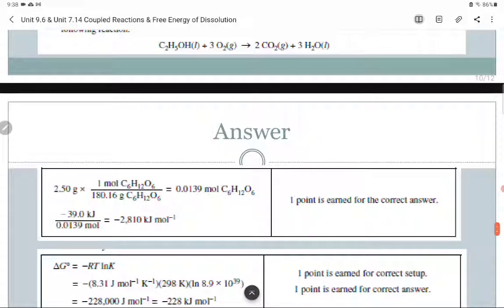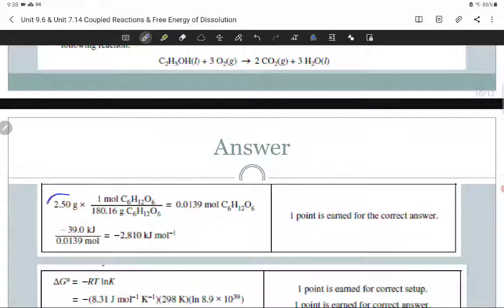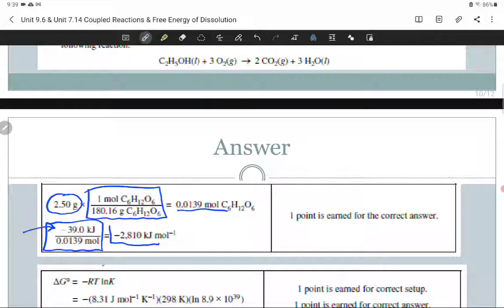Okay, so what do we got? We have our grams that were given. Here's our molar mass of glucose to calculate moles, and then we put that on the bottom. And remember that this is a combustion reaction. Combustion reactions have a negative enthalpy, so there's a negative value there. I think those are the trickiest spots, to remember you need a negative in that spot.